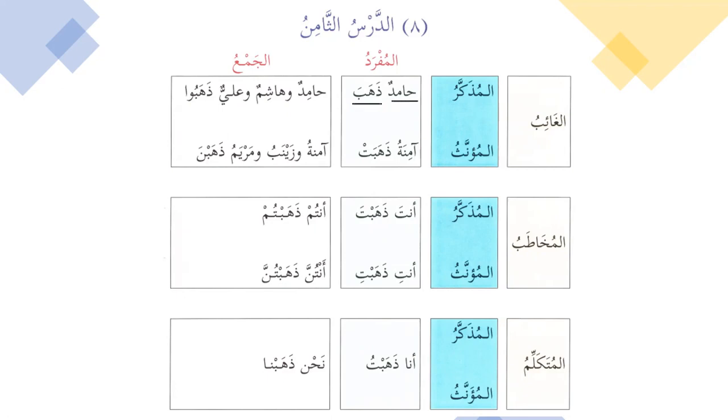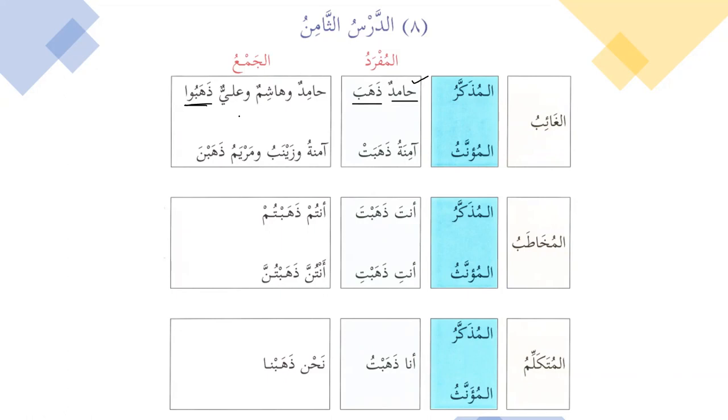So this one, remember, is a nominal sentence, it's jumla ismiya, not jumla fi'liya, because it starts with the ism. حامد ذهب، حامد وهاشم وعلي ذهبوا. So as we can see here, if the doer is one, we have ذهب, and if the doer is more than one, we have two or three or four, then it will be ذهبوا.